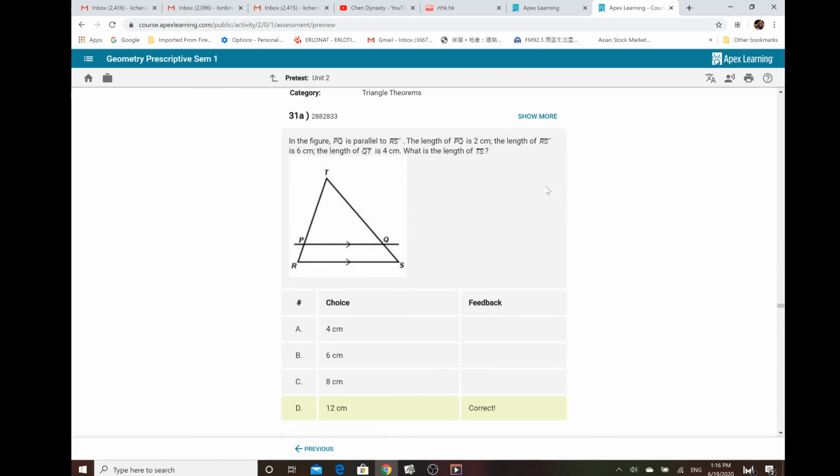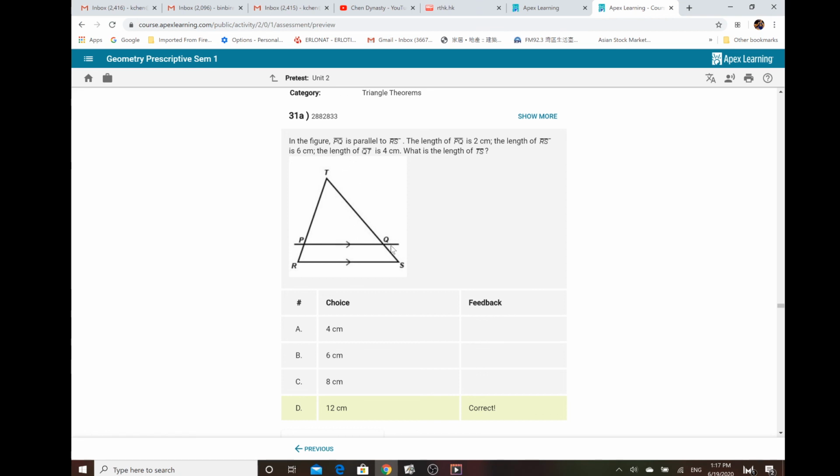Now keep going. This one, proportionality. In the figure, segment PQ is parallel to segment RS, so it's all about the parallel postulates. The length of PQ is 2 centimeters, and the length of RS is 6 centimeters. Comparing these two segments, the ratio will be 2/6, which is 1/3.